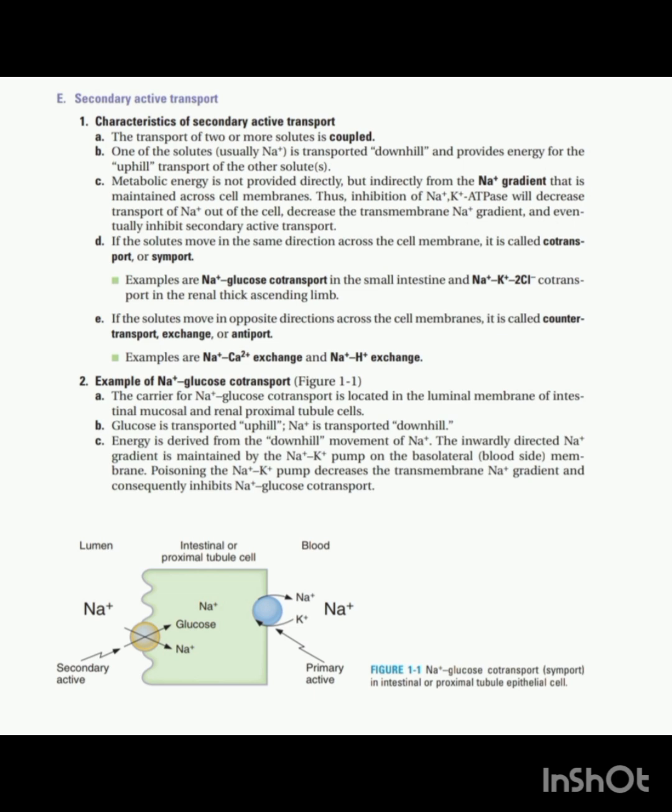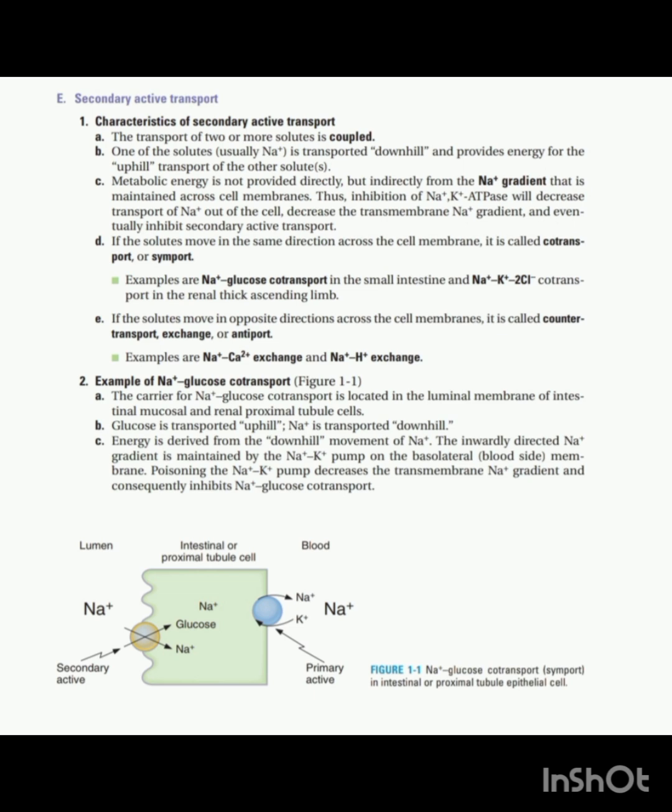So if we inhibit the sodium potassium pump, the secondary active transport will not occur. Okay, let's see counter-transport and co-transport in detail. The example of co-transport is the sodium glucose co-transport. We also have sodium amino acid co-transport. In sodium glucose co-transport, the carrier is located in the luminal membrane of the intestinal mucosa and renal proximal tubular cells. Glucose is transported uphill and sodium is transported downhill.